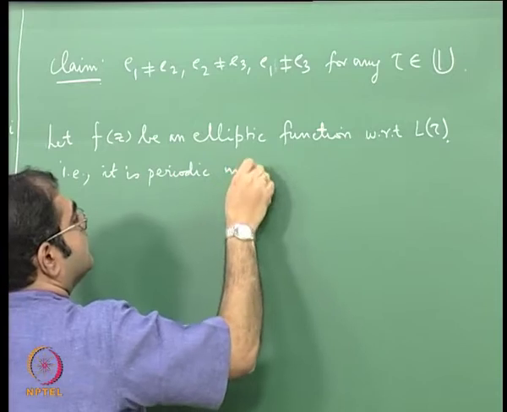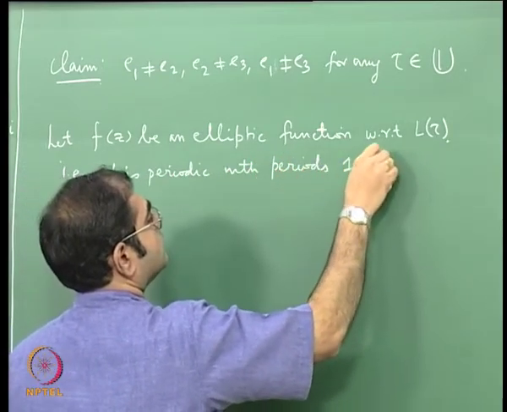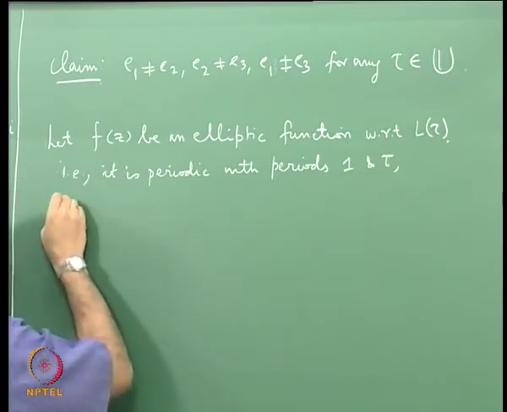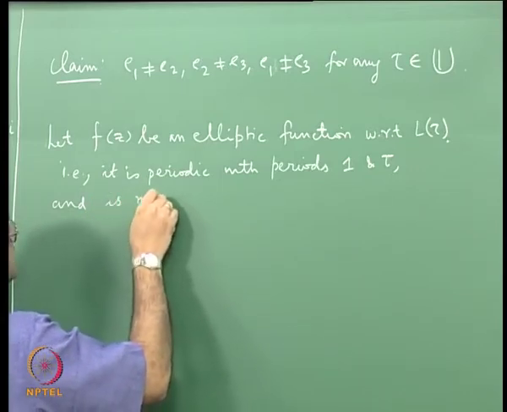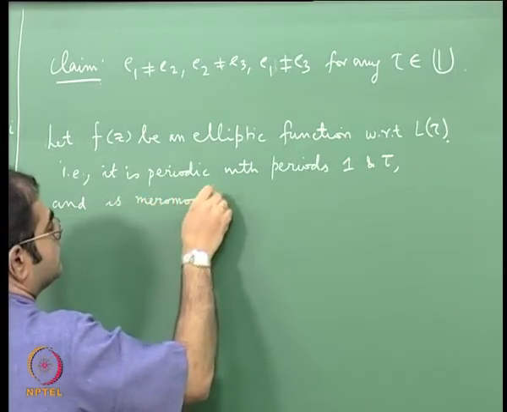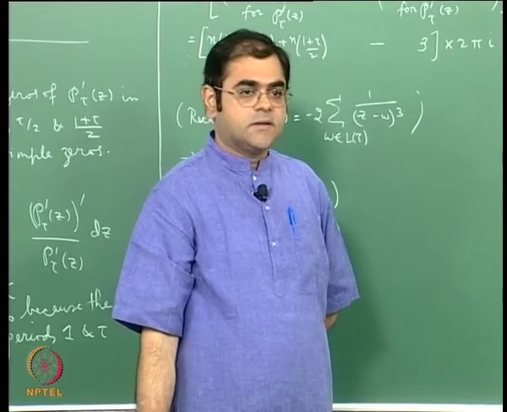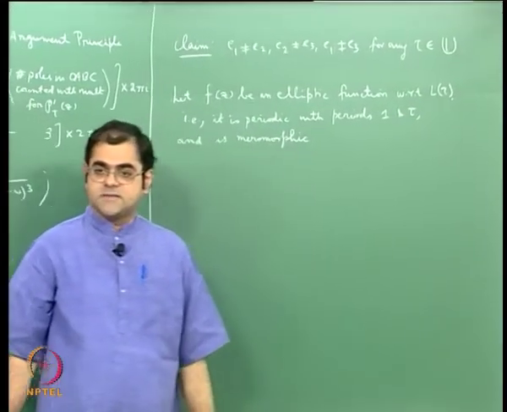It is periodic with periods 1 and tau and is meromorphic. Meromorphic means the only singularities that are allowed are poles. So you take a general elliptic function. This is an elliptic function connected to this lattice, alright.